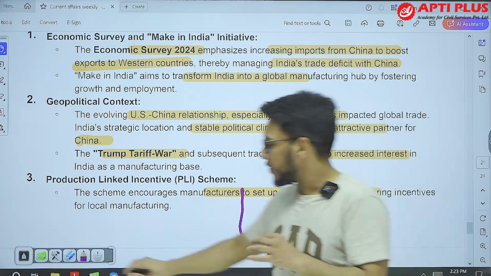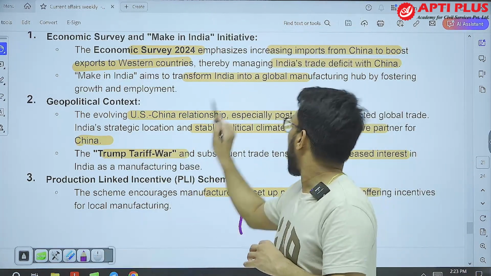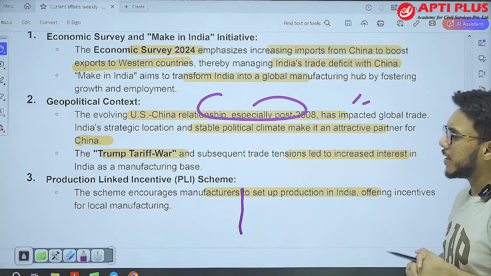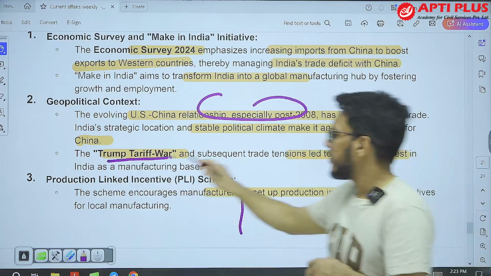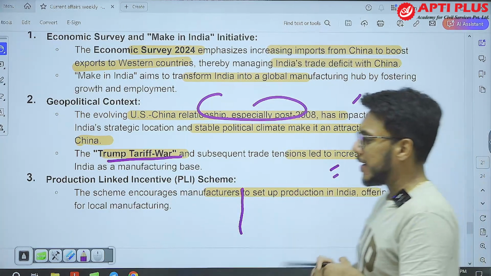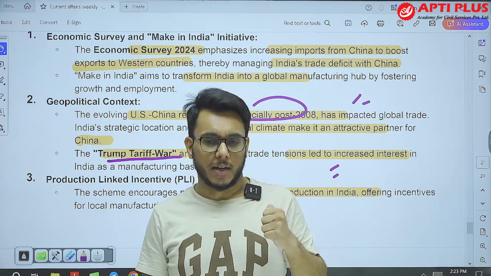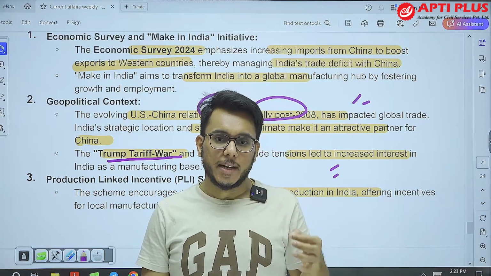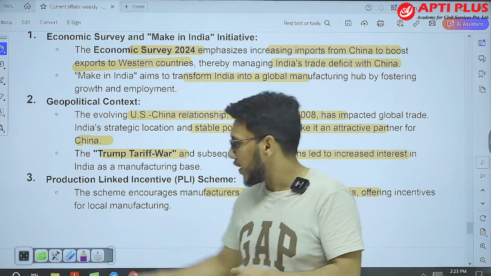Now, if we see, US-China relations after 2008 have impacted global trade. Their relation is not stable, even the Trump tariff war. So what happened in the Trump era? The relation between China and the USA got impacted. But the US needs crucial supplies. So they can be provided by India, and at the back end, India can take the support of China.